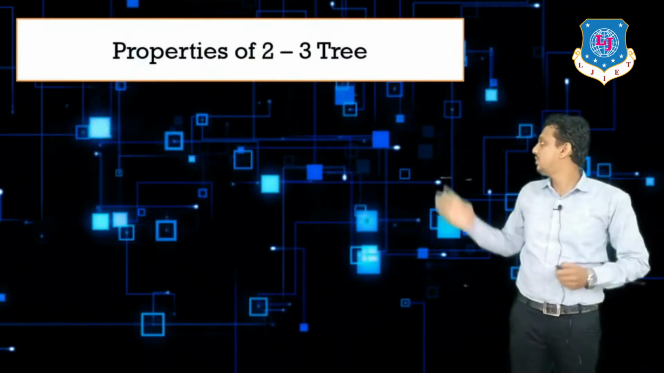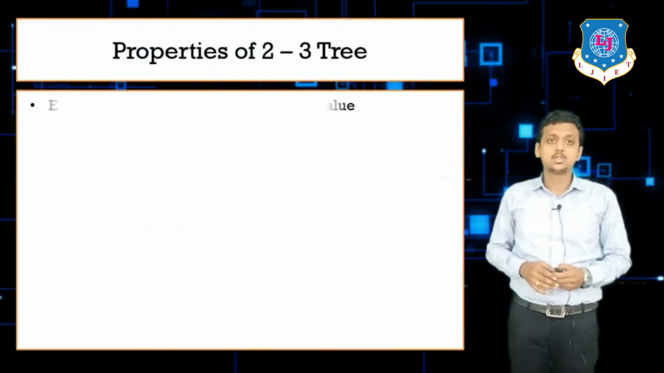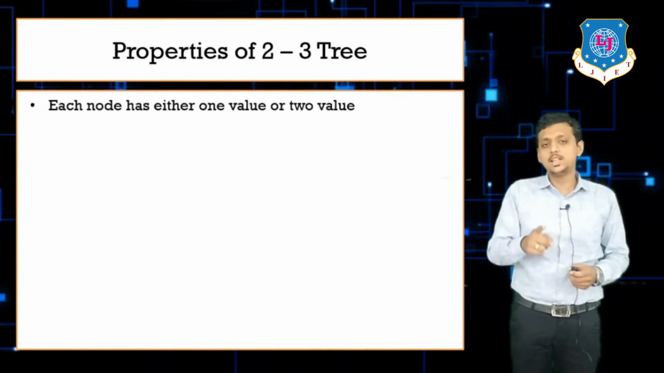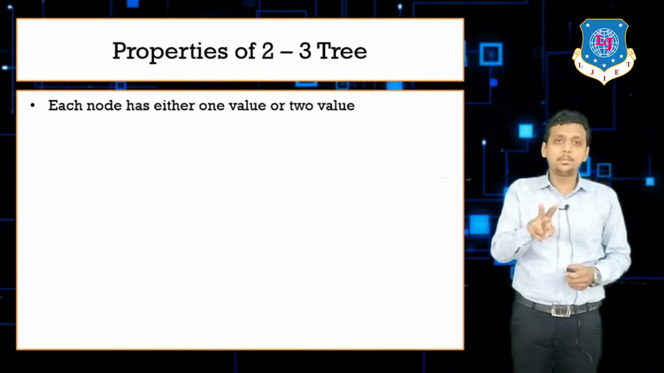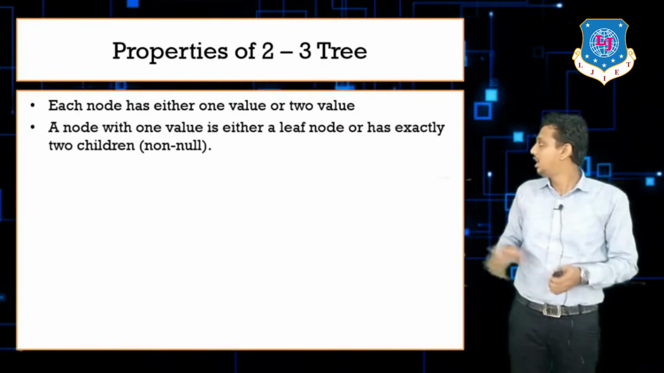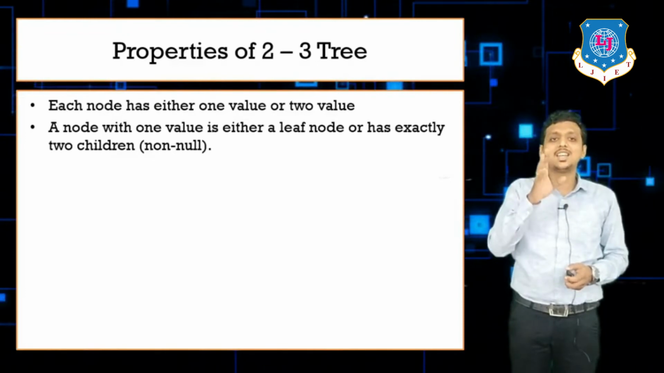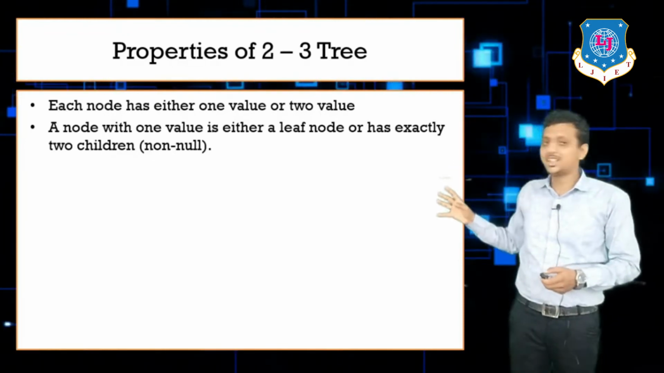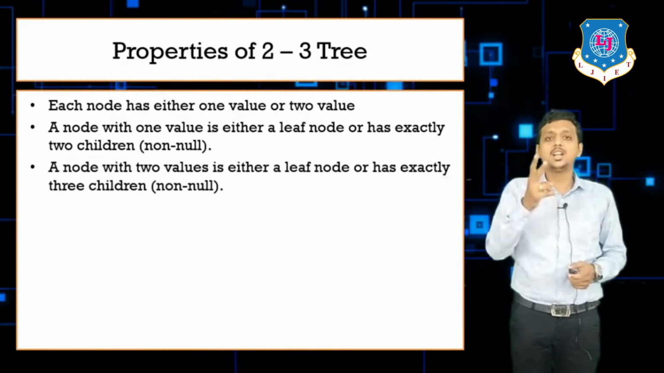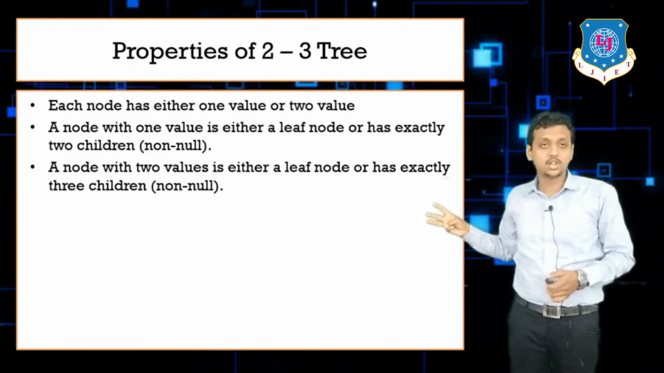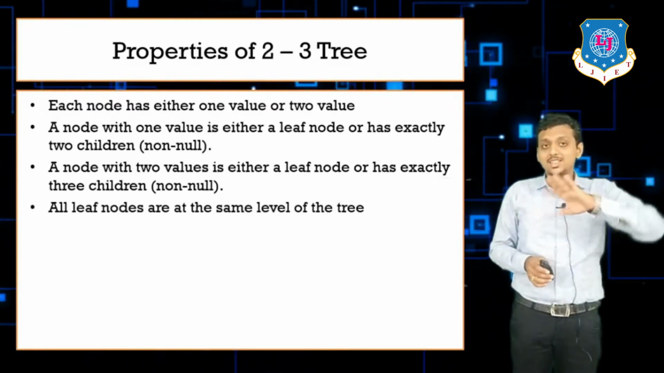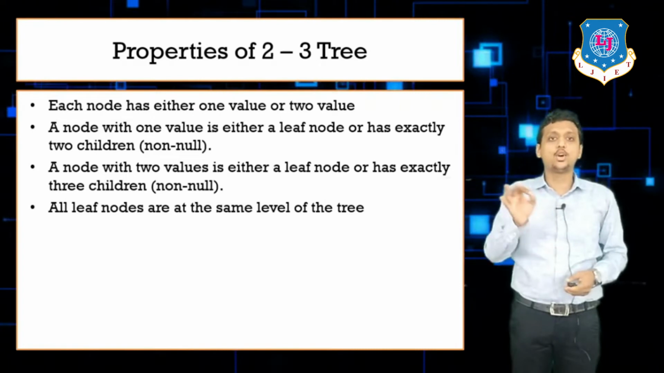Now next we have the properties of the 2-3 tree. Same as a B tree, each node has either one value or 2 values. That means 2 subtrees or 3 subtrees. A node with one value is either a leaf node or an internal node with exactly 2 children. A node with two values is either a leaf node or has exactly 3 children. All leaf nodes must be at the same level, because it can be represented as a B tree of order 3.